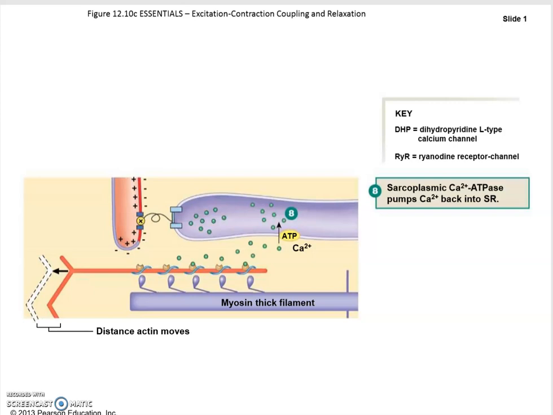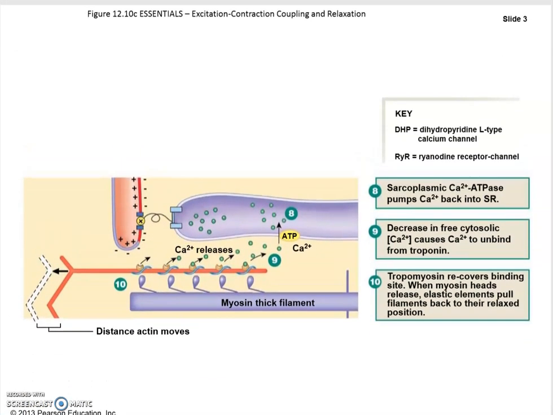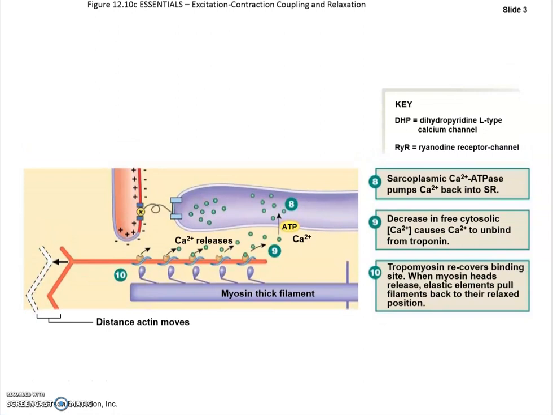Here you can see the gate is now closed again, and the calcium is being pumped back into the sarcoplasmic reticulum. That means the calcium will be released from the troponin, and troponin will change back to its original shape, and it will move the tropomyosin back to its original position. That means that actin and myosin can no longer interact, and that means the muscle will relax.